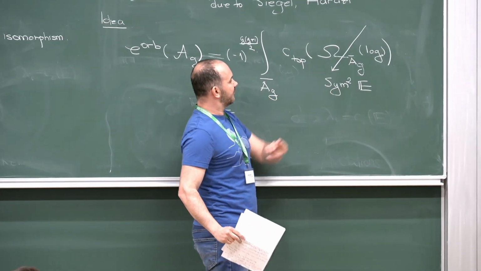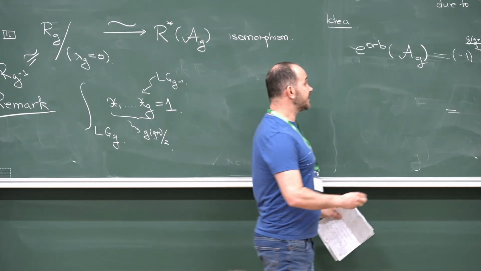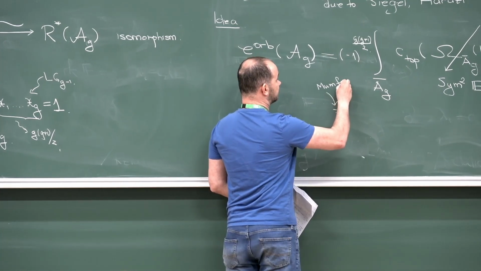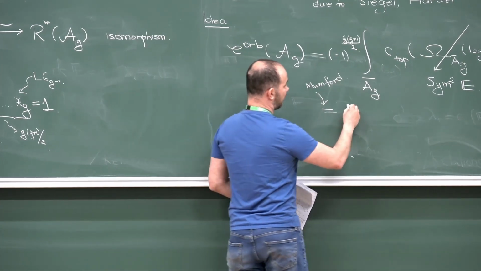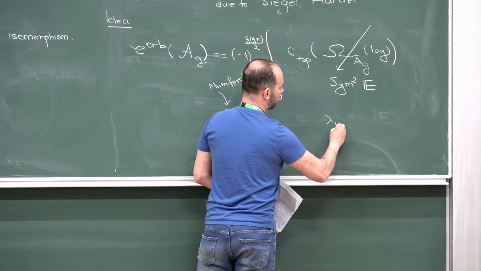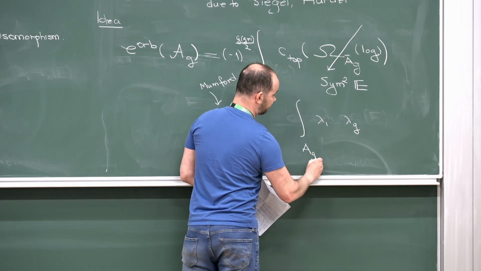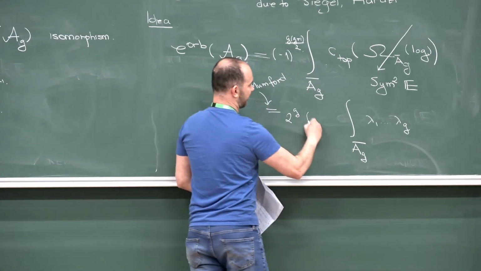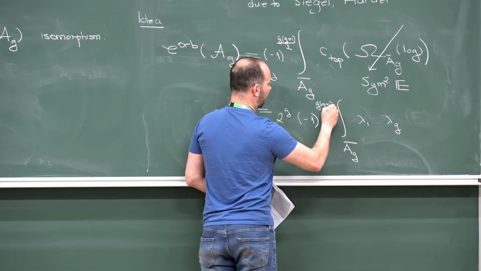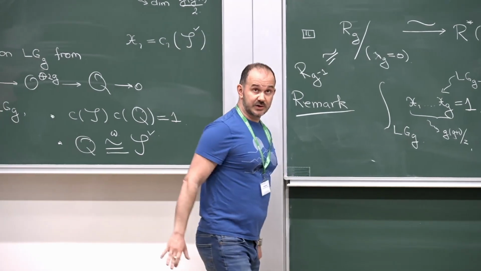So now, since I'm looking at Sym^2 of E, I can express that in terms of the Hodge classes, using a little bit of combinatorics and the Mumford relation at the next step. This yields 2^g times lambda_1 through lambda_g integrated over A_g bar. And then there is the sign that I have to carry around, (-1) to the power g(g+1)/2. So that's one way of computing this orbifold Euler characteristic in terms of the Hodge classes.